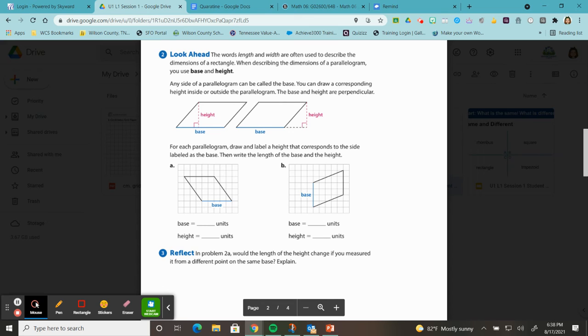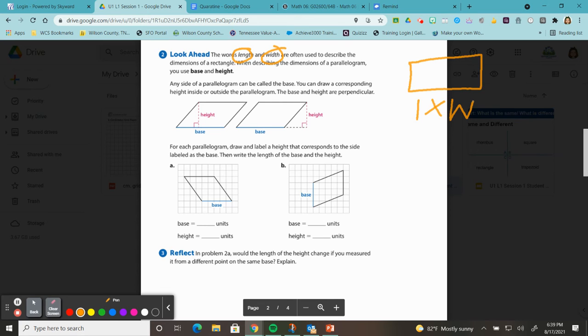It says, look ahead. The words length and width are often used to describe the dimensions of a rectangle. Let's take a minute to make a note of that. Dimensions of a rectangle. So if you have space, write this in the margin on your paper. The dimensions of a rectangle are length and width. That's what we use to find the area, length times width.